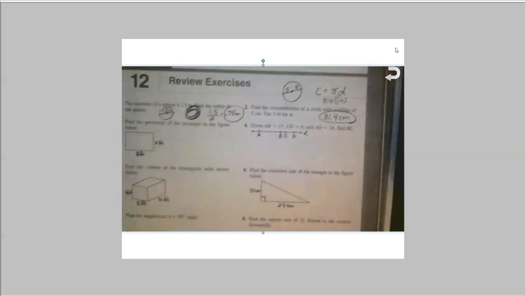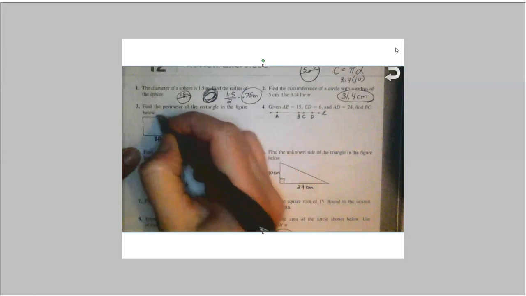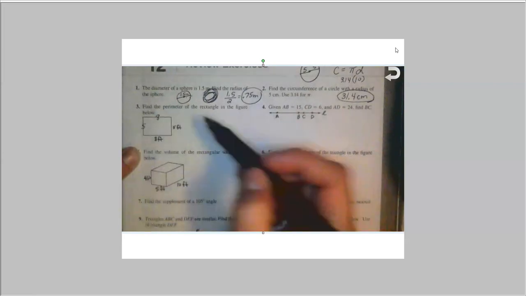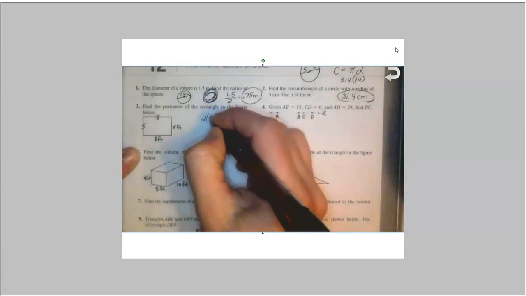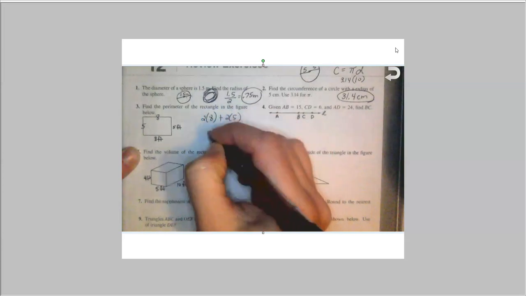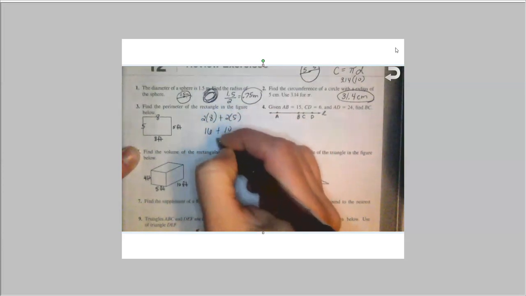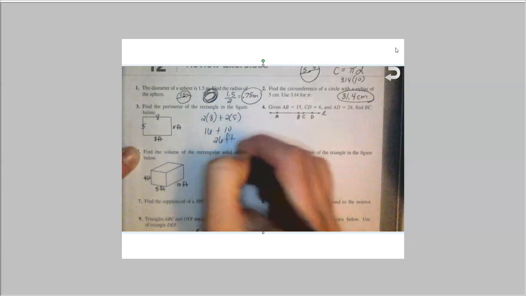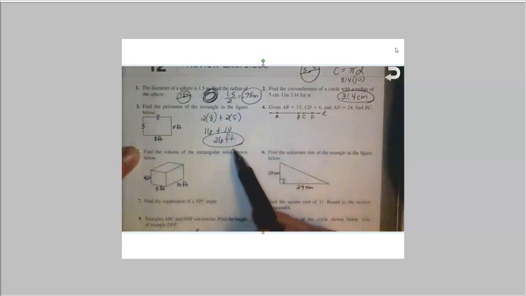All right, number 3 is asking us to find the perimeter of the rectangle. Perimeter is like circumference. It's the distance around that shape. So what we need to know about rectangles is that opposite sides are equal to each other. So I can just simply add up 8 plus 5, 8 plus 5, or I can double the length and double the width. So that would be 16 plus 10, or 26 feet. Perimeter, circumference, that label stays the same. So feet, and the last one was centimeters.